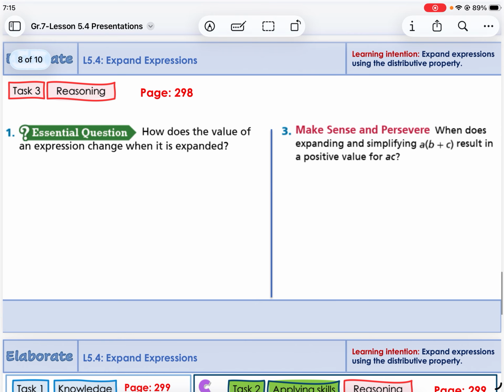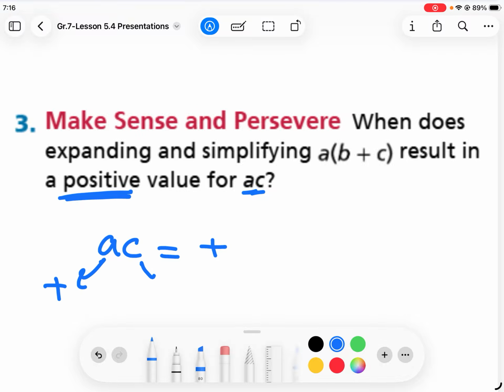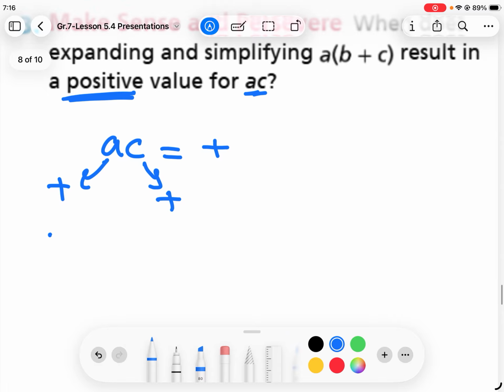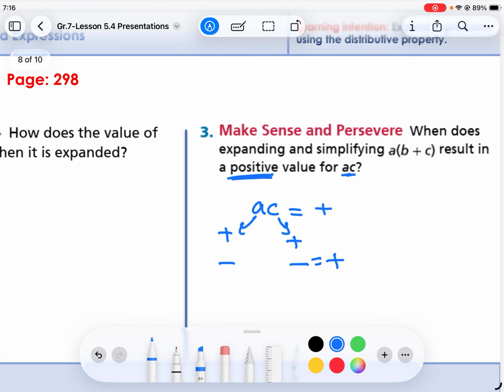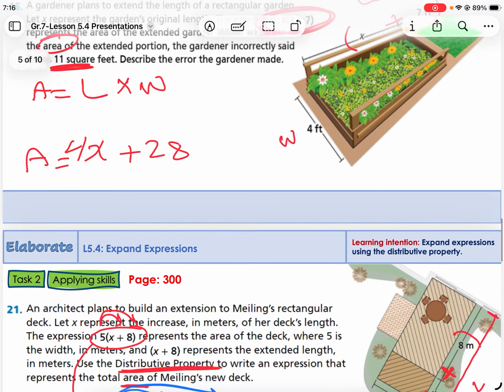Okay, here this question they're telling you, when does expanding and simplifying result in a positive? That means when you multiply A times C, when do you get a positive answer? Well, that's very simple. If A is positive and C is positive, because positive times positive equals positive, or when A is negative and C is negative, because negative times negative equals positive. So your answer should be when they're both positive or they're both negative. Okay, you guys? So that's it.